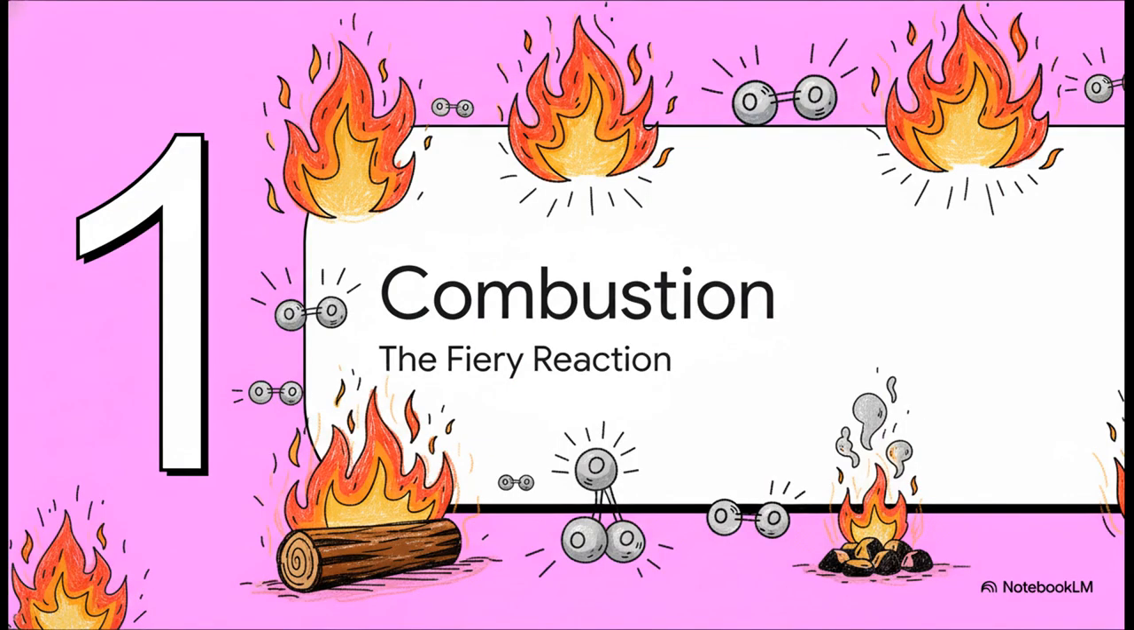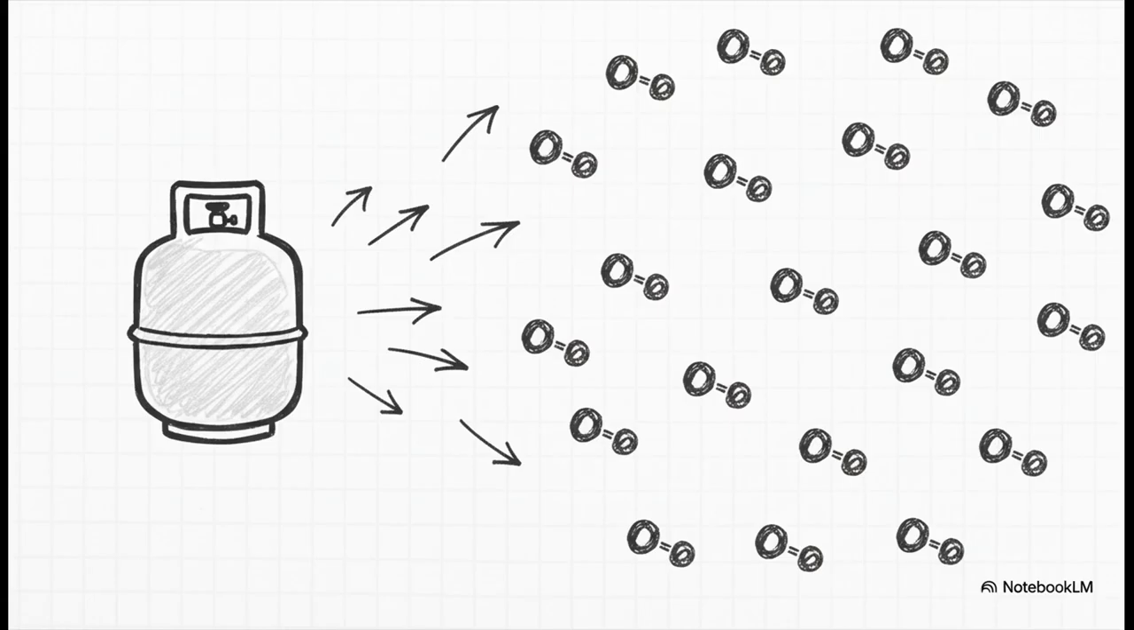Okay, the first secret is a process we all know, or at least we think we do, combustion. Put simply, it's just burning. But in chemistry, it's a super fast reaction between something, our fuel, and an oxidant, which is usually oxygen, that produces all that heat and light. And as you're going to see, the amount of oxygen you have, well, that's the main character in this whole story.